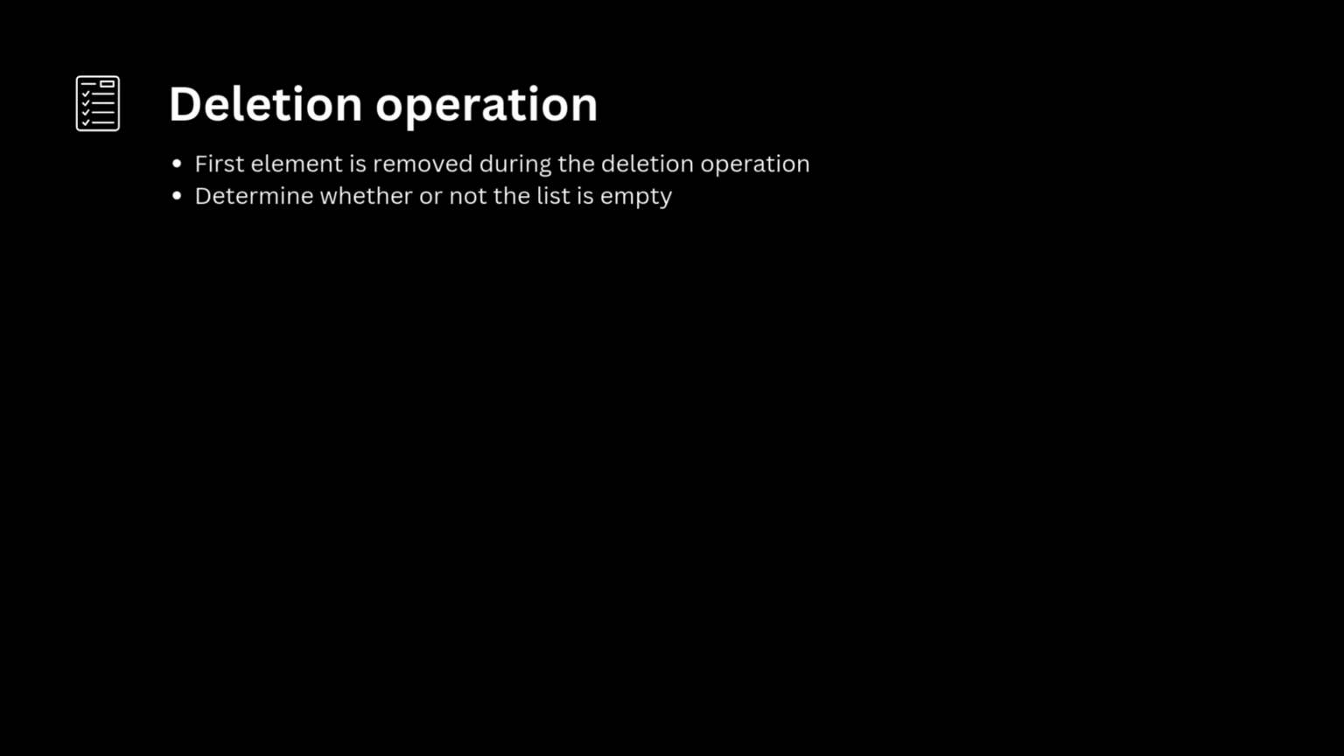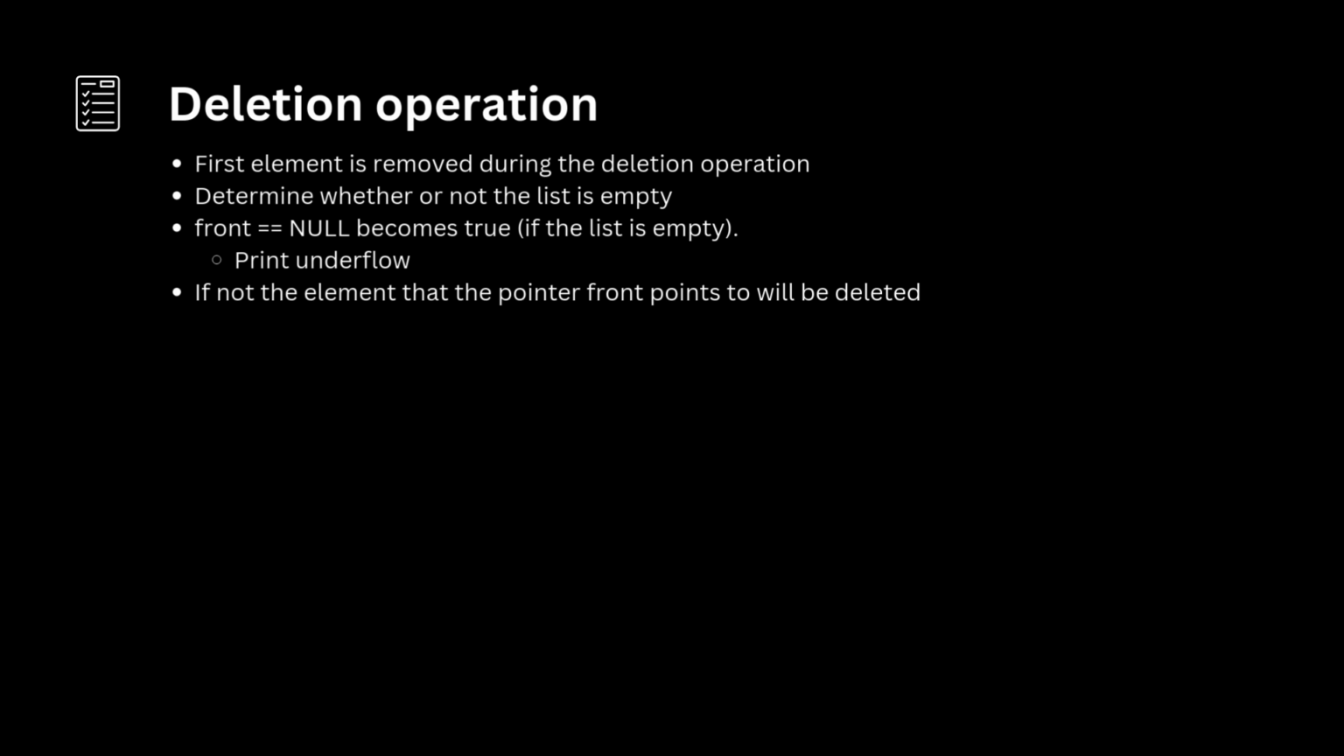The element that is initially placed out of all the queue elements is removed during the deletion operation. First, we must determine whether or not the list is empty. If the list is empty, the condition front is equal to null becomes true. In this scenario, we just print underflow to the console and quit. Else it will delete the element that is pointed to by the pointer front.